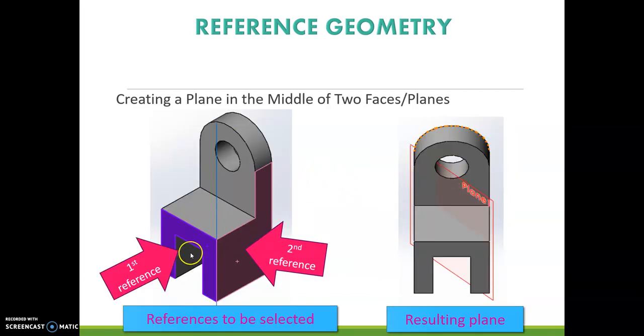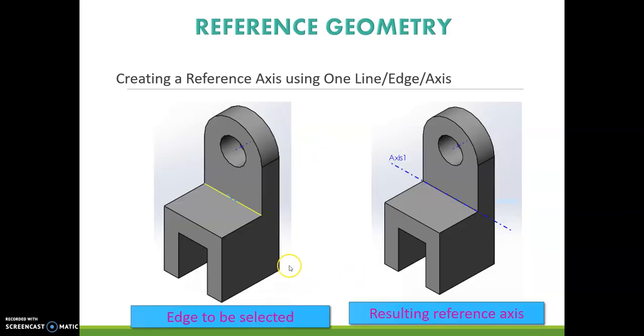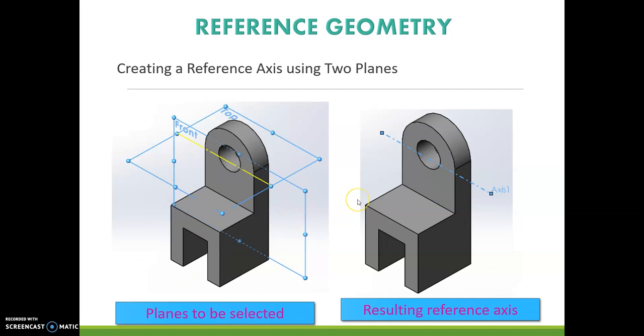And then you can also select the first reference and second reference edges here, so then you will see the plane in the middle of the edges that we already selected. You can also use reference geometry for axis. If you can see, they have one line or edge, two planes, two points, cylindrical, and point and face plane. Here are some examples. You can refer to this one inside the slide.